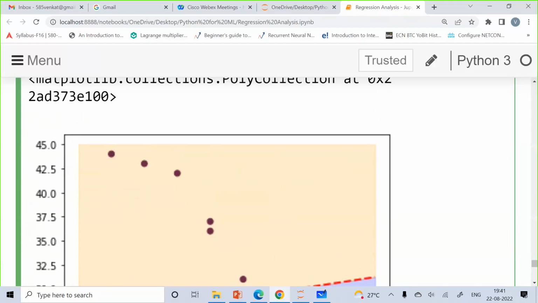Clear? Go through the code. If you have any queries, you can ask me later also. Yeah, if you have immediate queries.